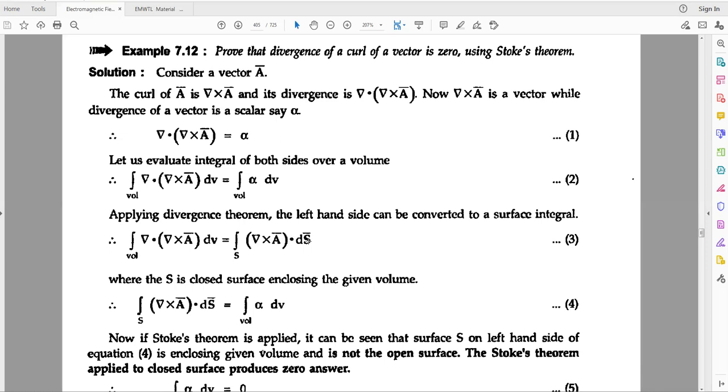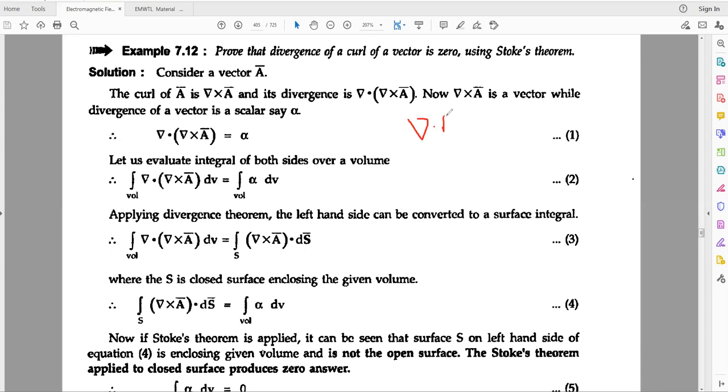Okay, del cross A bar dot ds bar. Whenever a volume integral is converted to a surface integral, del dot del cross A bar dv is equal to the function we have here, which you can take as del cross A bar dot ds. Once again, I will explain here. Applying the divergence theorem, the left hand side can be converted into the surface integral.